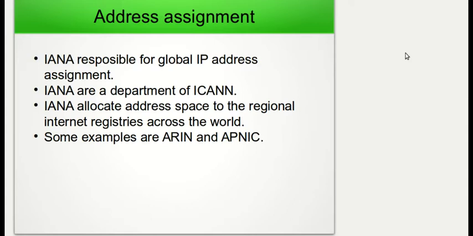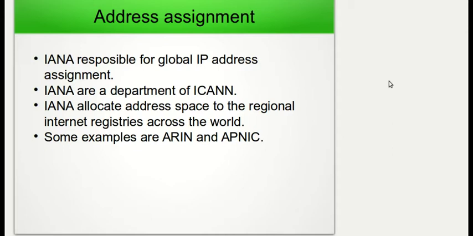So now we're talking about the hierarchical assignment of IP addresses. Okay, so the IANA, they're responsible for assigning global IP addresses, and the IANA is a department of ICANN. The IANA has all the global IP addresses in the world, and they're responsible for the assignment and the management of the IP version 4 global address space.